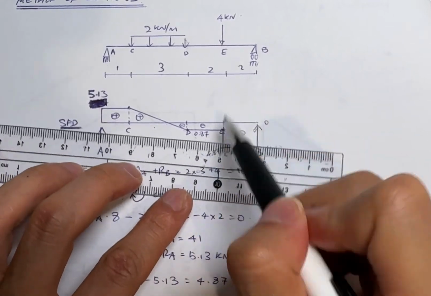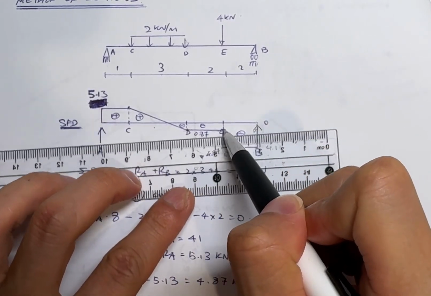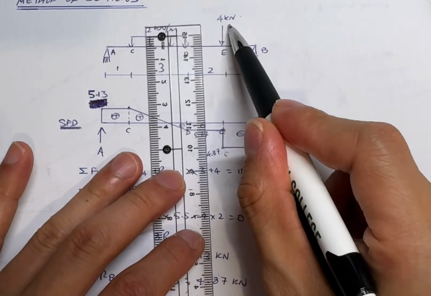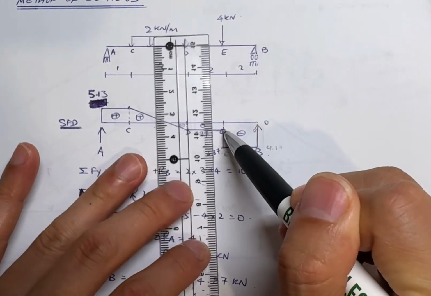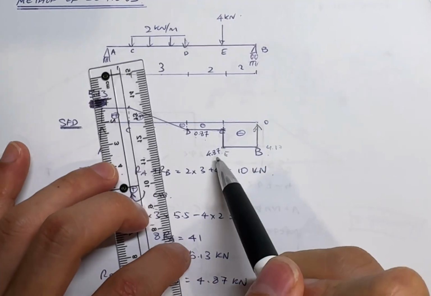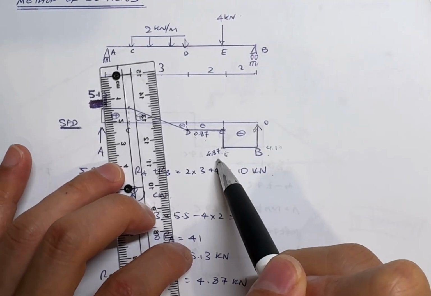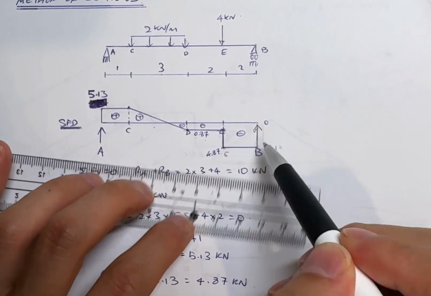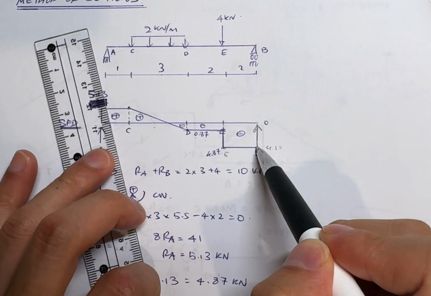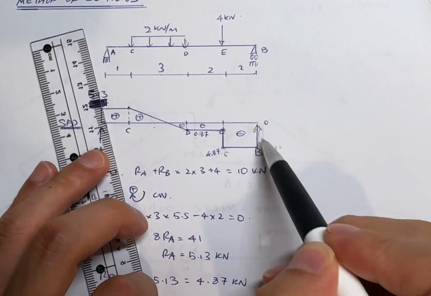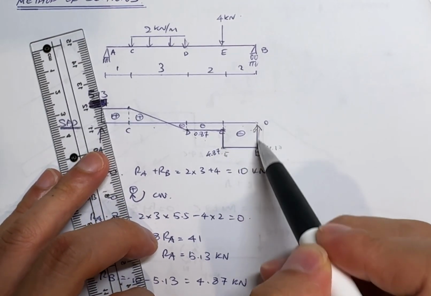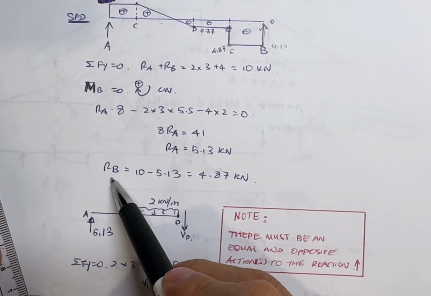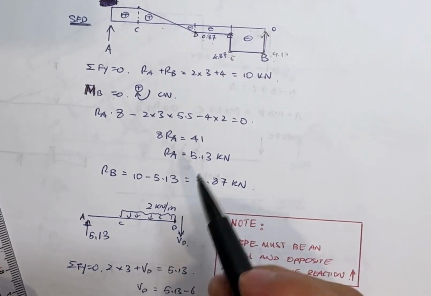And coming to D, that is a straight line because there is nothing in here. But at point E, we've got a 4 kilonewtons concentrated load that comes down, which gives 4.87 kilonewtons. And between E and B, there's nothing in here, so a straight line, and it must come back to 0. This total area, this length in here, is 4.87, which is exactly what we calculated. RB is 4.87. Okay?